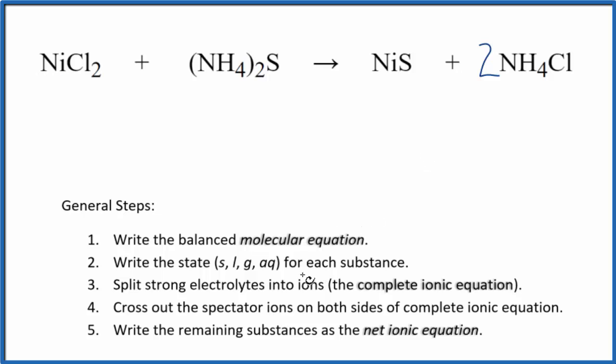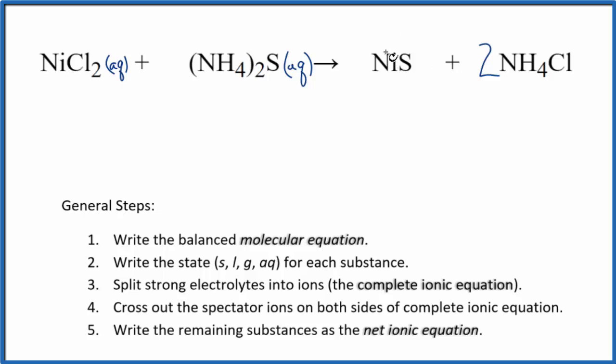Now we can write the states for each substance. Chlorides are very soluble, so we're going to write aq. That means this will dissolve, dissociate into its ions. Ammonium compounds, very soluble. If you know your solubility rules, aqueous. Sulfides in general are insoluble. Ammonium sulfide's a bit of an exception.